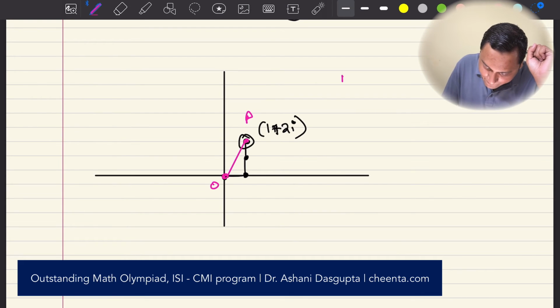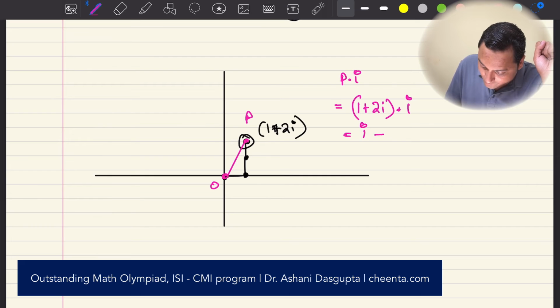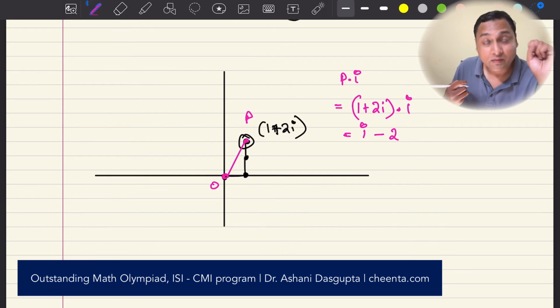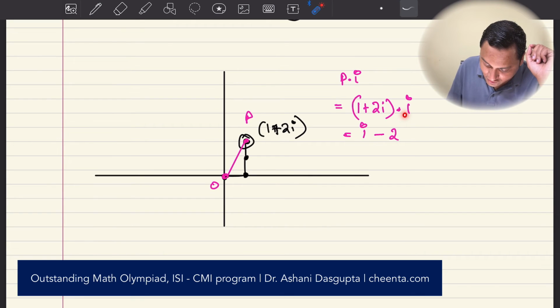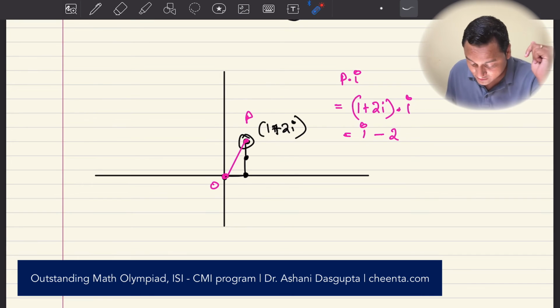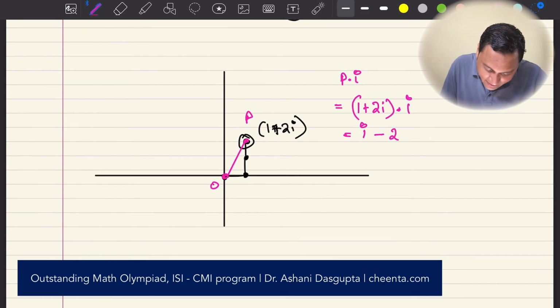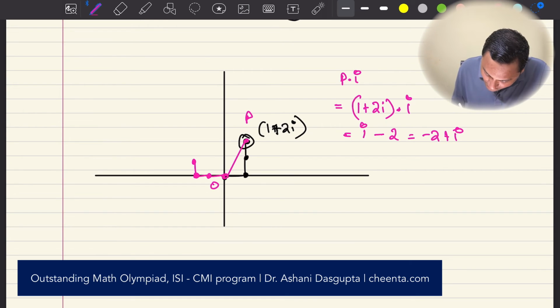Now, if you multiply P with i, you get 1 plus 2i times i, which is i minus 2, because i times i becomes negative 1, right? i into 1 is i, and 2i times i is negative 1 times 2, which is negative 2. So this is simply minus 2 plus i. So this point here is minus 2 plus i. This is Q.